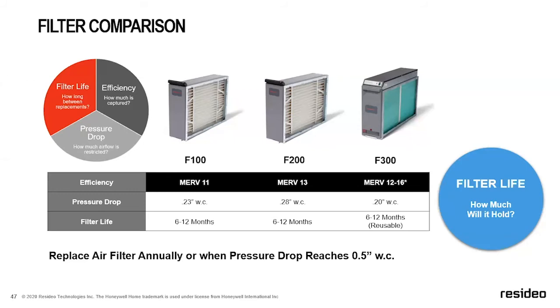And you can see here on our chart, ranging from the MERV 11 all the way up to the F100 up to the F300, we have a pressure drop starting at 0.23 inches of static as a brand new filter. And then the MERV 13 is going to catch more, so we're going to have a denser media. It's going to have a little bit larger of a pressure drop. So we want to balance those things.